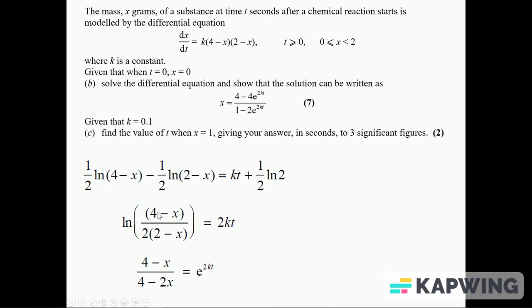We want to say t equals really, but if I use this one, I'll put in x equals 1 into here. I'll have 3 on the top and 2 on the bottom. So the t is going to be ln (3 over 2), all divided by 2k. So 1 over 2k multiplied by ln (3 over 2), which is 2.03.